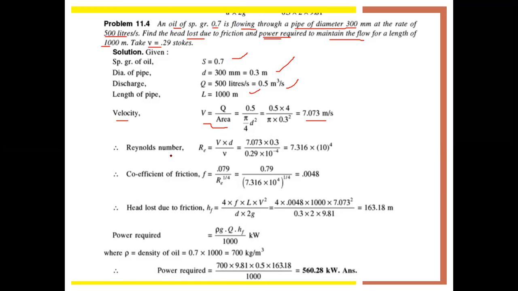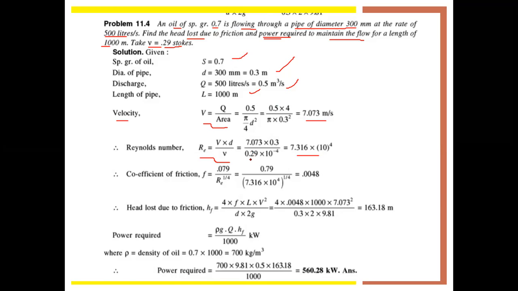Next, the Reynolds number. The Reynolds number Re is equal to V into small d divided by small v. Therefore, substituting the value of V, 7.073 into diameter d equal to 0.3, divided by small v. What is small v? Small v is 0.29 stokes, that is 0.29 into 10 to the power of minus 4.